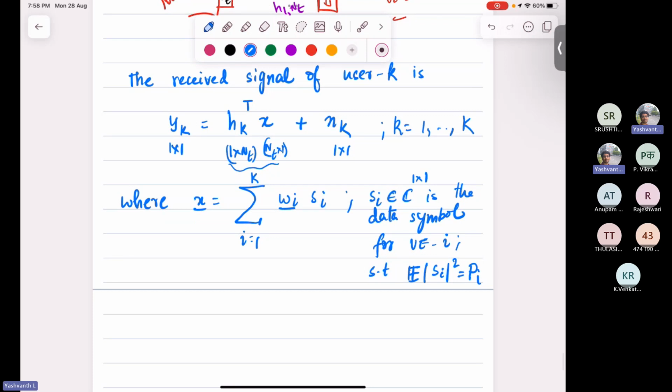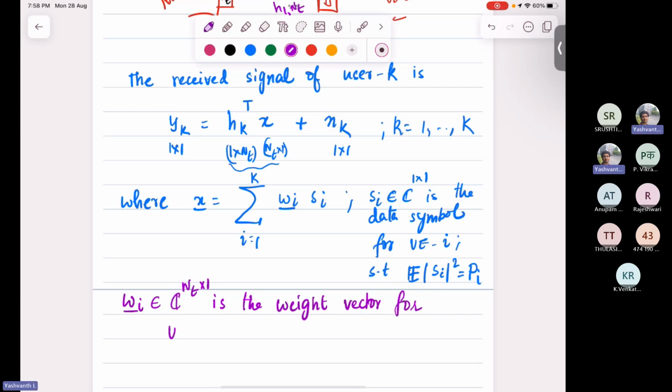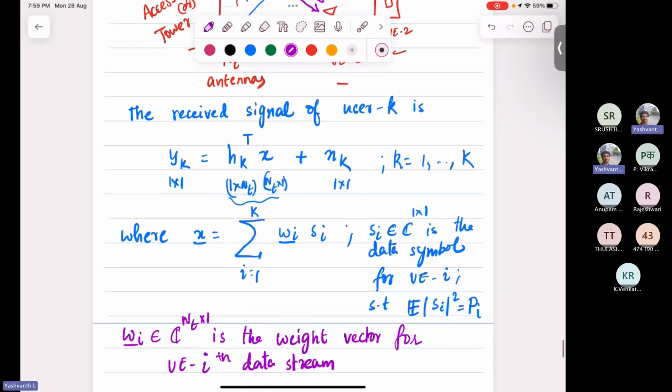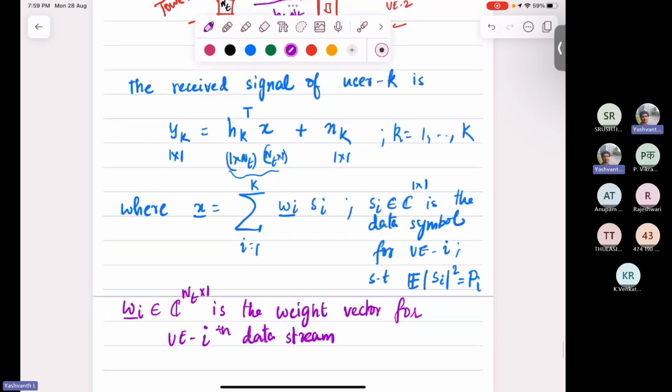And what is wi? wi is a vector. wi belongs to C to the nt cross 1, and is the weight vector for the UE i data stream. The base station wants to send S1, S2, and so on till SK. These are different data for different users, but I want to send them at the same time.